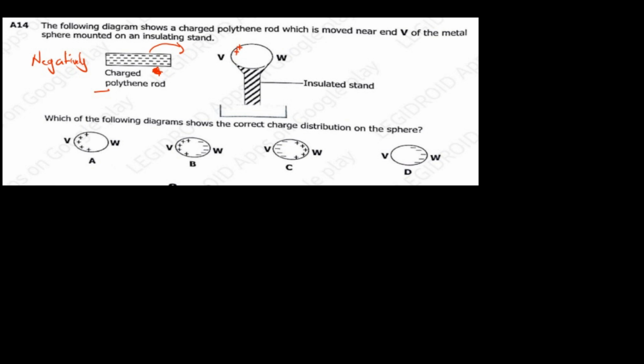So when you compare this diagram we have illustrated to the options we have, you're going to find that C is the wrong answer, because C shows that these negative charges are attracted to the negative charges of the polythene rod, and that is not the case, because like charges do not attract. And then B is our correct answer, because B has positive charges on side V, which are attracted to the charged polythene rod, and the negative charges are left on the W end of the metal sphere.